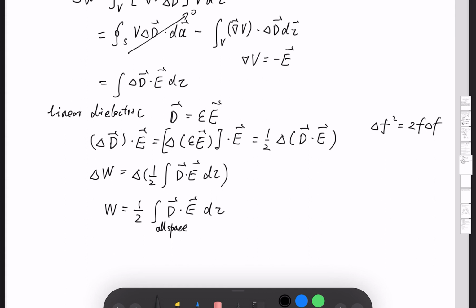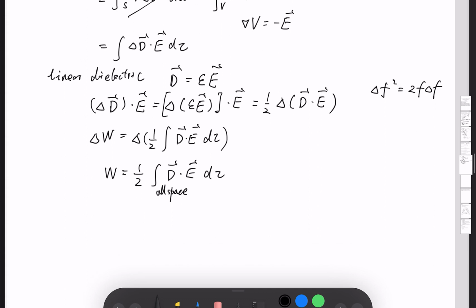Comparing to these, the energy stored in this vacuum, you see that these two can give slightly different results. So you might wonder which one is correct or which one I should use.